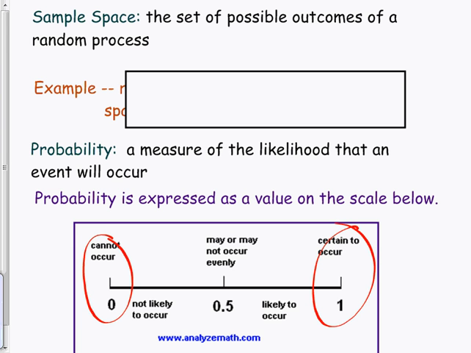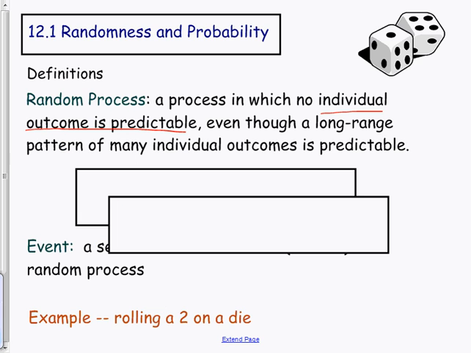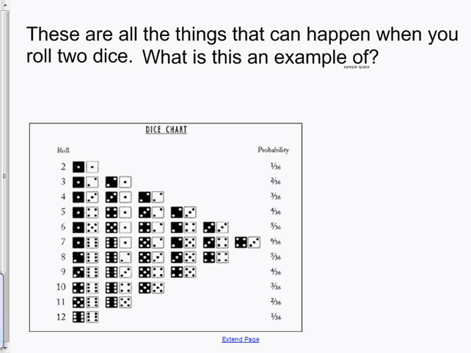Yes? Can you go back to this? Yep. As long as you're not just going to slavishly write down every single word that's on it, because that's not what I need you to do as far as notes. It's understanding it. All right, good. All right. So these are all the things that can happen when you roll 2 dice.